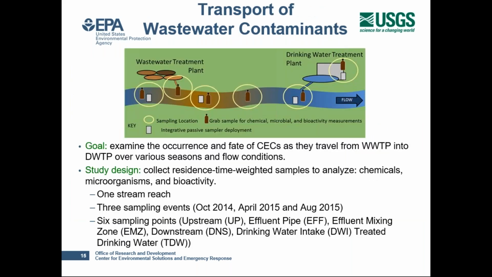So for this project, we had 6 samples that we collected along a river system to look at the fate and transport of CECs. So we went upstream of a wastewater treatment plant. We had the effluent pipe, what we call the effluent mixing zone, where the water was well mixed with the river system and the effluent. A point a little further downstream, the drinking water intake and the treated drinking water. We sampled this one stream reach 3 times in October 2014, April 2015, and August 2015 to try to get some seasonality out of the samples.